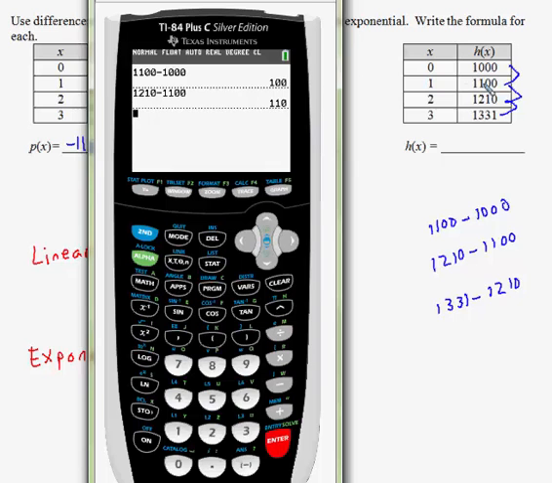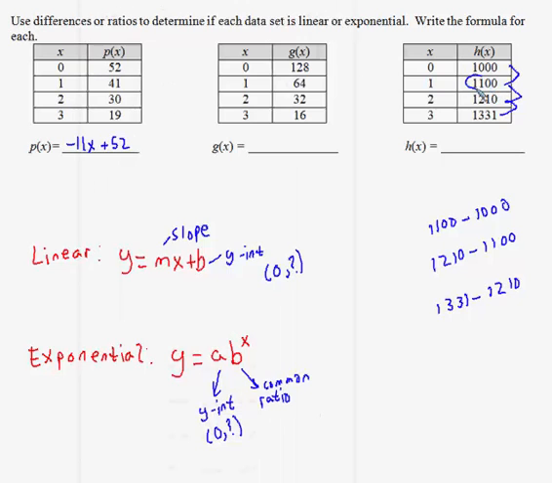So if you look at this, you can even see that to get from 1,000 to 1,100, you would have to add 100 to get from here to here. Then to get from this output to this one, you would have to add 110, and that's why this difference came out to be 110. So clearly we do not have constant slope.